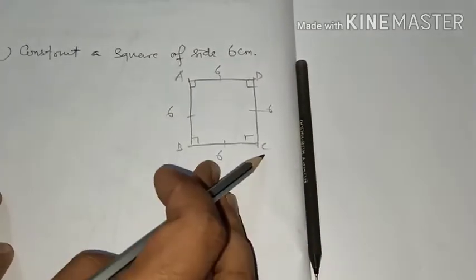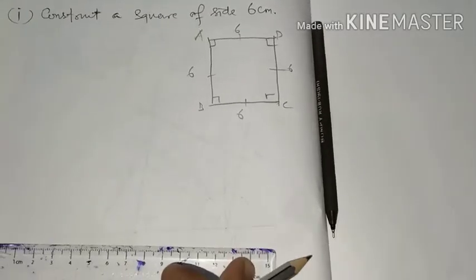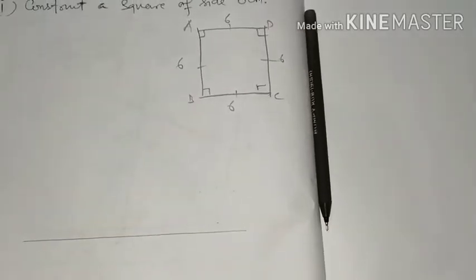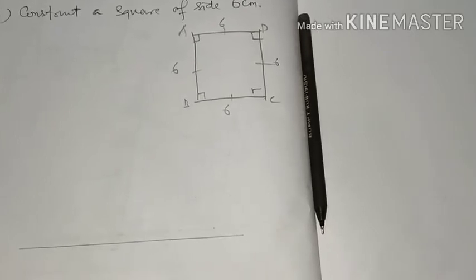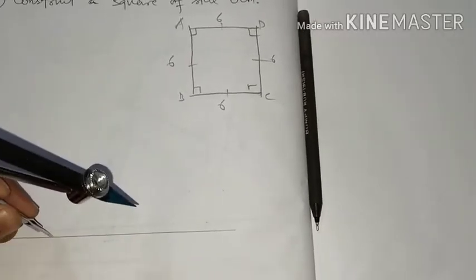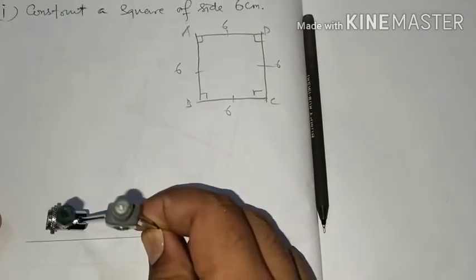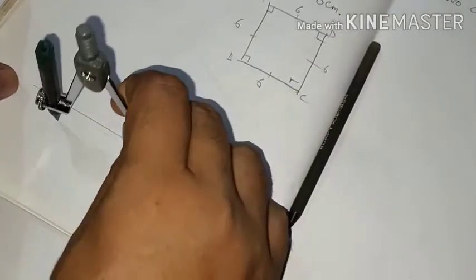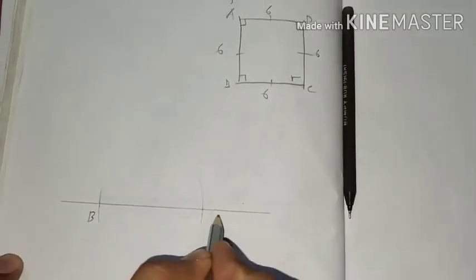So at first we will take the base, which is 6 centimeter. We will take a line segment here, and after taking the line segment we cut out 6 centimeter here. So actually I am measuring 6 centimeter, and after measuring, here it is 6 centimeter. Name it BC.